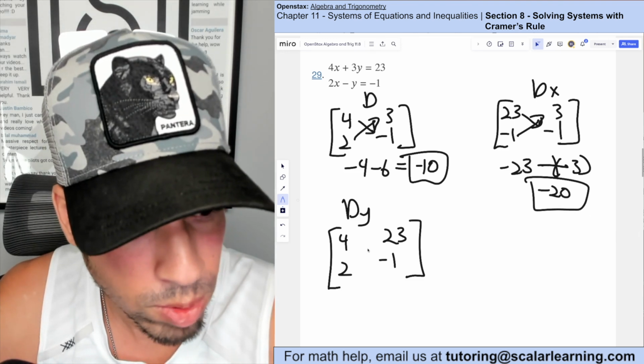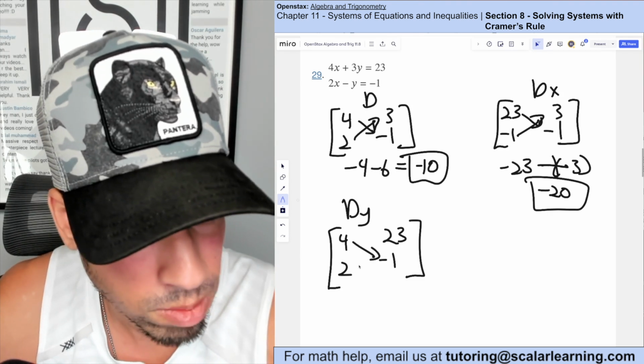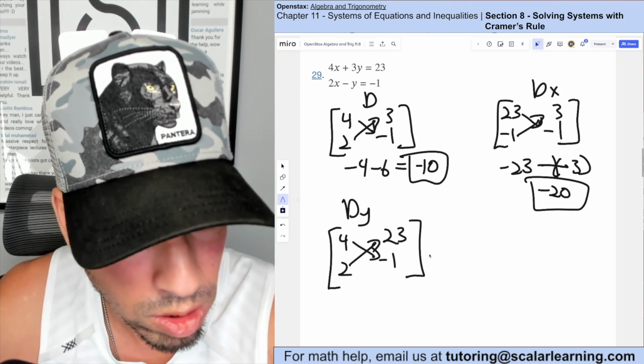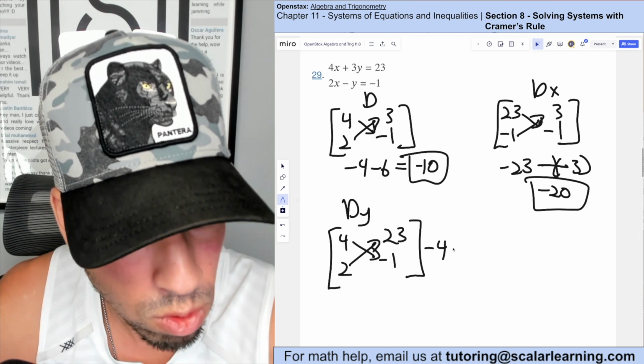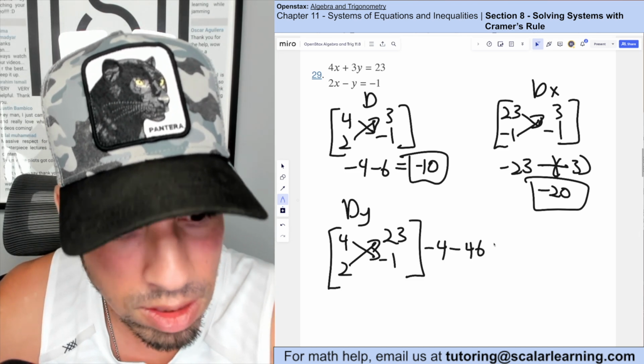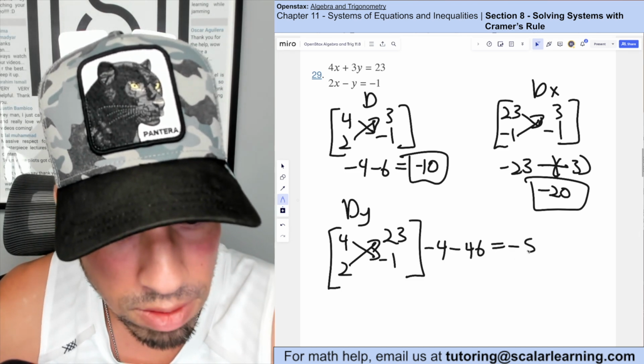And last but not least, we got the dy. So we got 4 times negative 1 minus 2 times 23. So that's negative 4 minus 46. And that's going to equal negative 50.